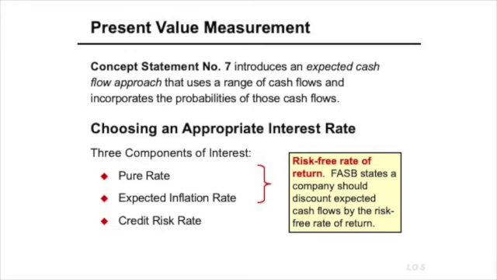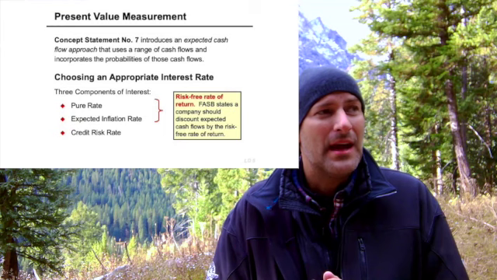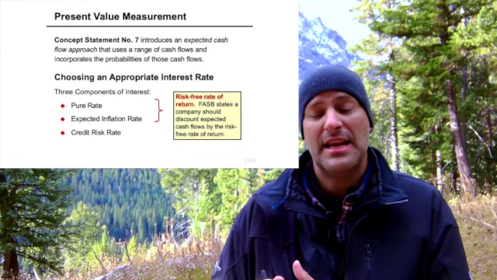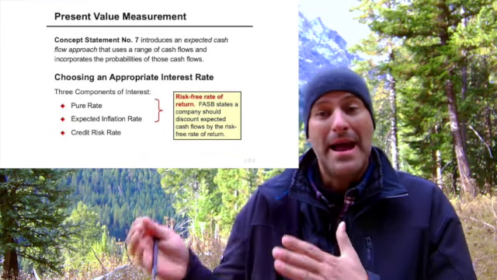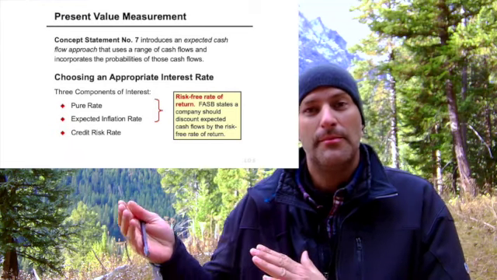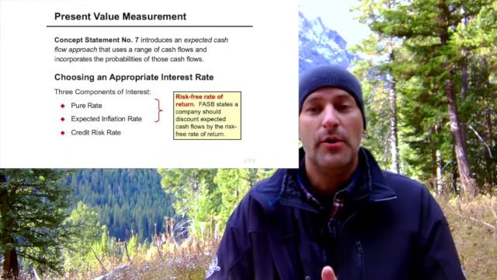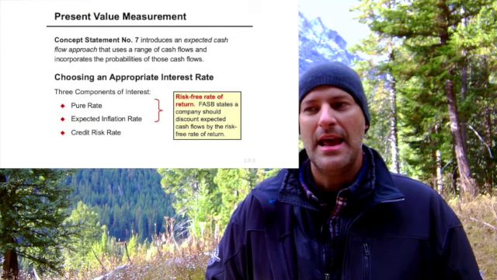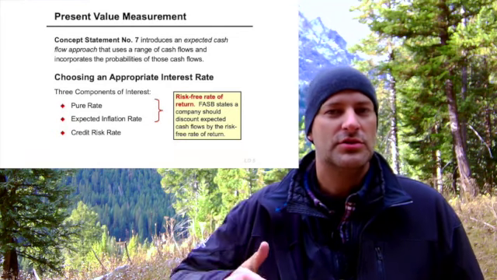FASB has also issued concept statement number 7, which introduces this expected cash flow approach. Expected cash flow is just taking this idea that, okay, so far all of our calculations have assumed some amount, or some return. So we bought this piece of machinery and we assumed that it was going to produce $5,000 for the next 10 years. Well, okay, that's great, but there's some chance it'll make less. There's some chance it'll make more.